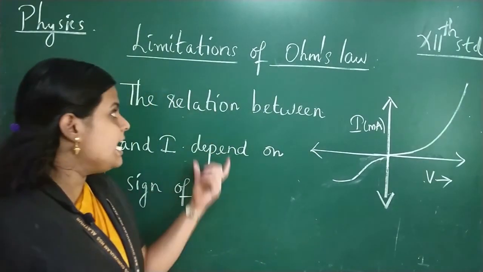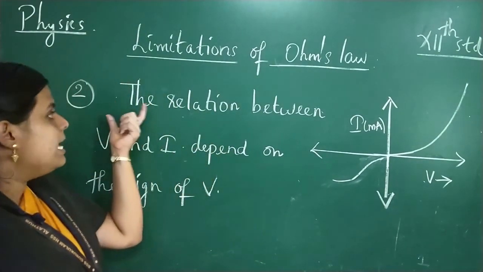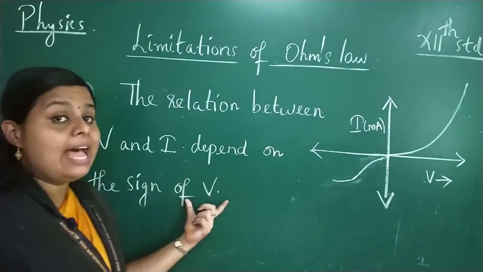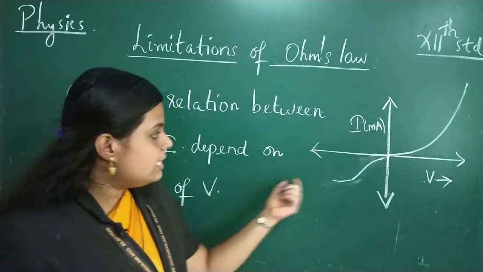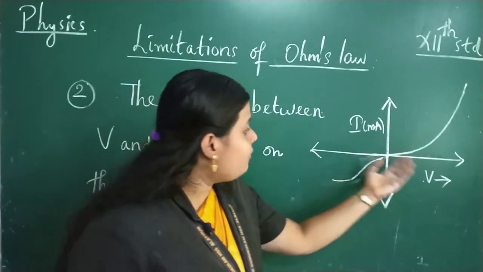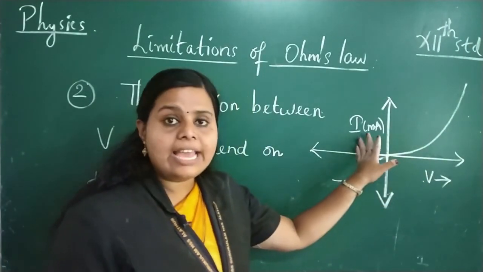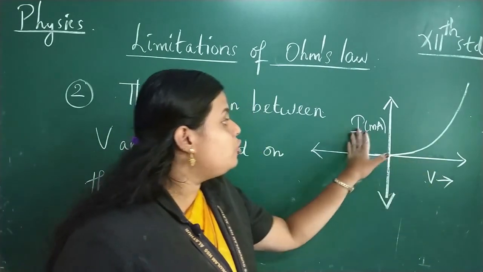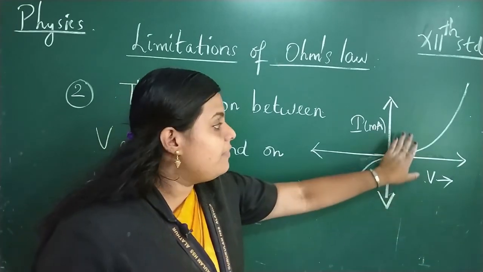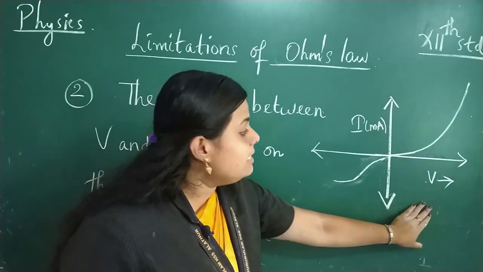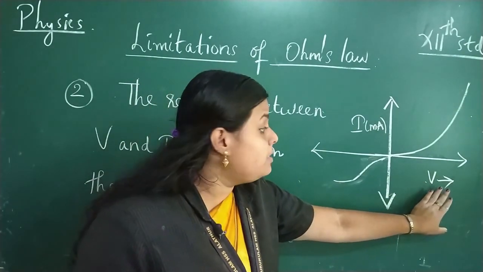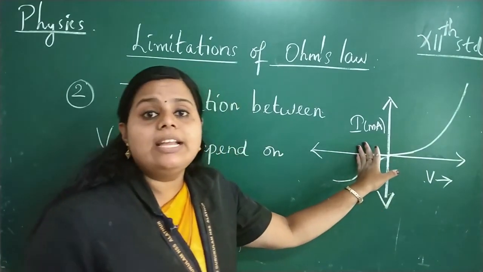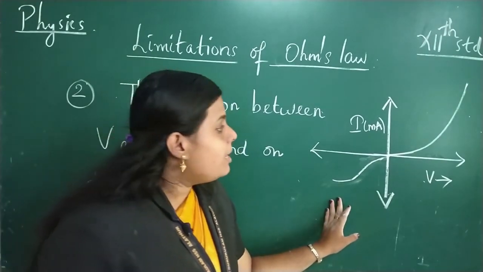Now this is the second limitation of Ohm's law, that is, the relation between V and I depends on the sign of V. Here you can see the variation between V and I, and this is in the case of a diode. The variation of voltage and current in a diode is depicted here. In this case, once V is reversed by keeping its magnitude constant, it won't produce a current of the same magnitude.